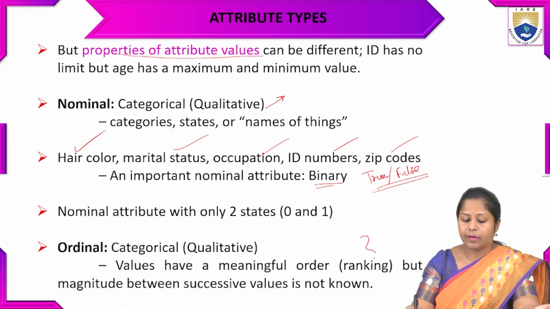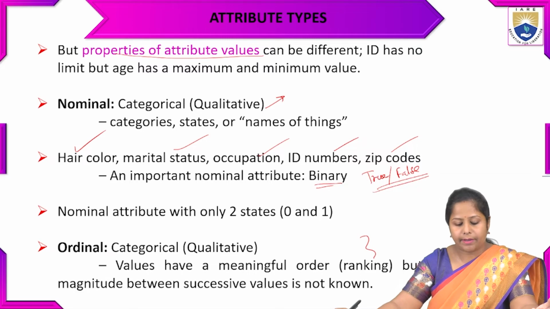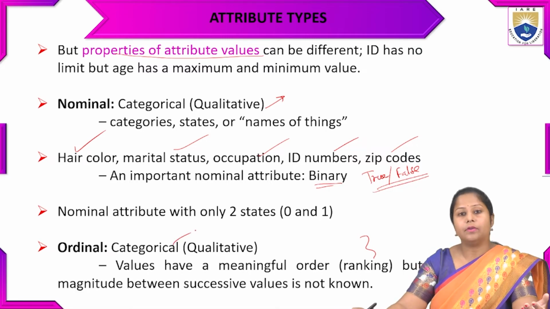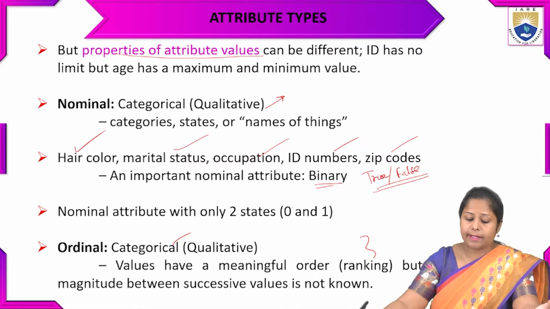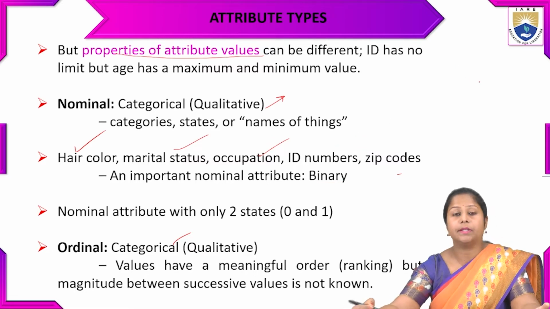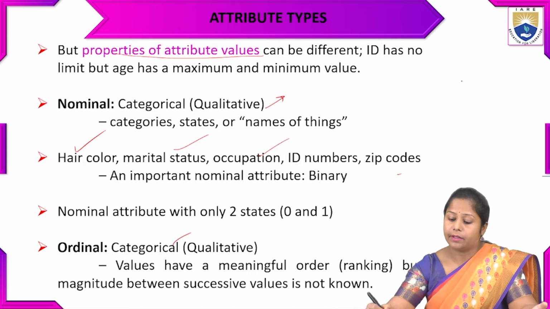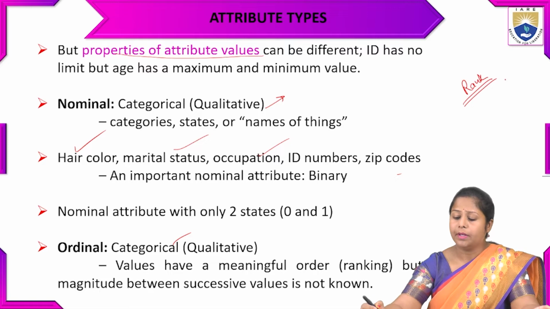Now, ordinal type of attributes. An ordinal attribute has some ordering among its categories, right? That also comes under qualitative data, and it has values with a meaningful order. For example, if there is a rank order, say the rank for game prizes, the ranks will be first, second, third.